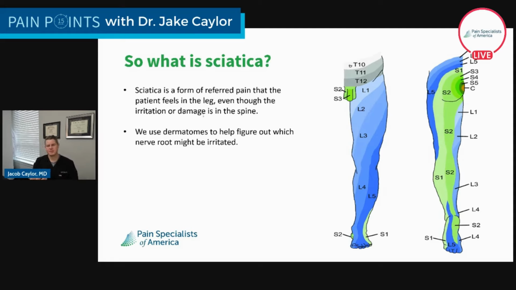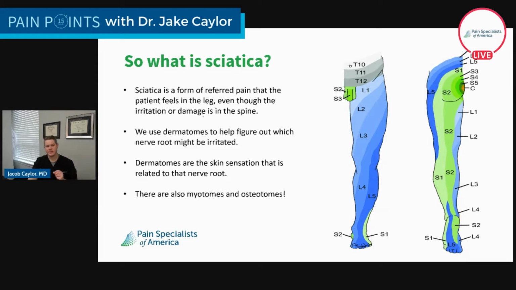We use dermatomes because in general, these are the cutaneous or skin manifestations of where you might feel something if something's pinched in your back. So dermatomes are the skin sensation related to that nerve root. But it's also important, and one of the reasons pain is tricky, there's also something called myotomes, the muscles that might be irritated, where you might feel the cramping that occurs when a nerve is pinched, or osteotomes, where you feel bone pain from a nerve being pinched that is supplying that bone. So there are multiple layers here that make this really challenging for us to figure out.